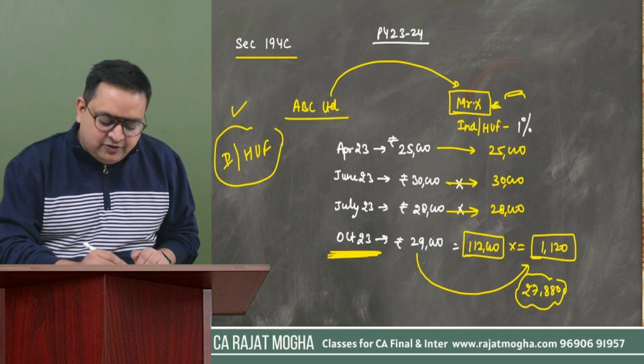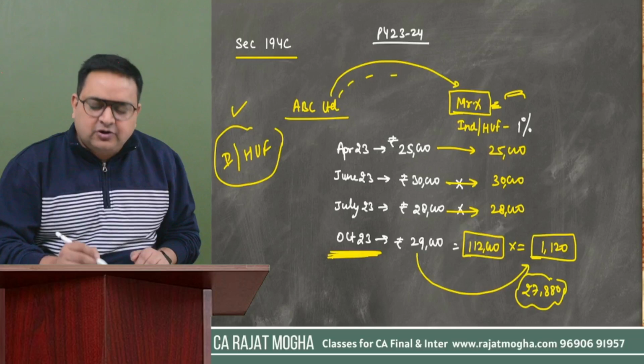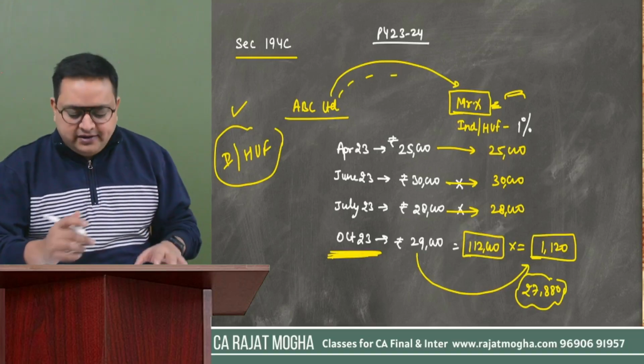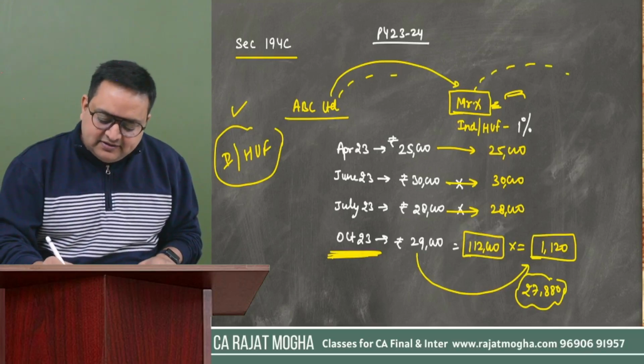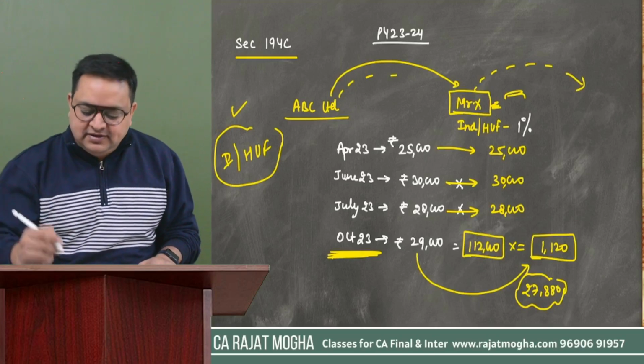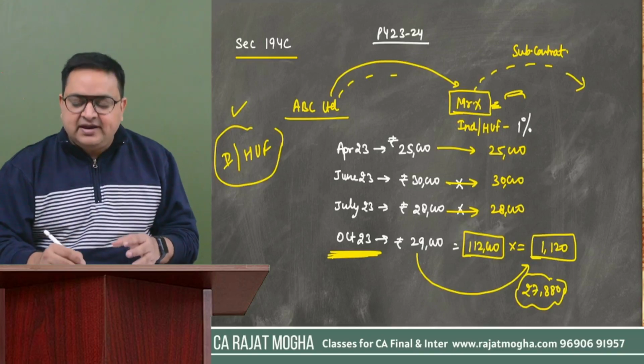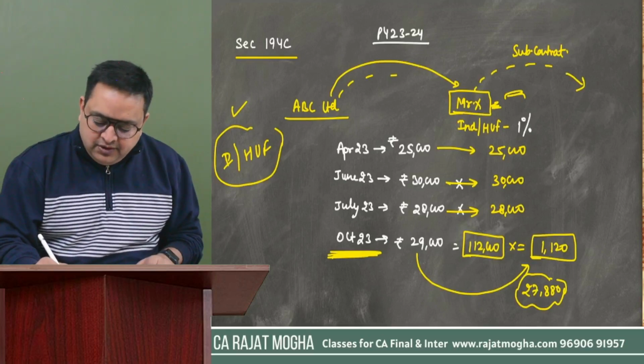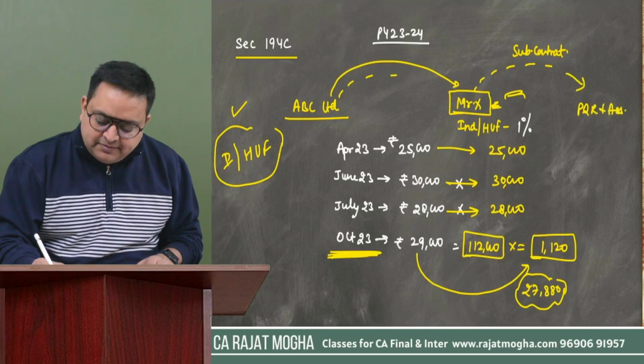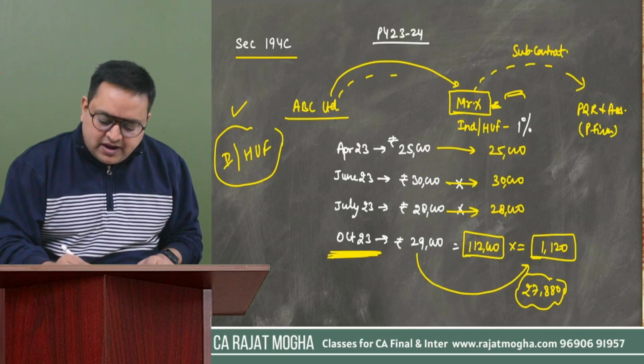Let's say it was a contract of advertisement or any kind of contract. Mr. X has given this contract to someone else. This is known as subcontract. And in case, let's say Mr. X has given this contract to PQR and Associates, a partnership firm, they have been given this contract.